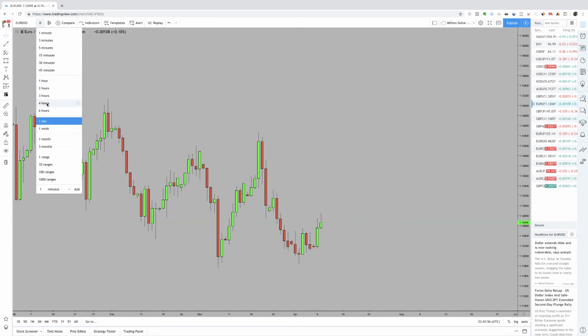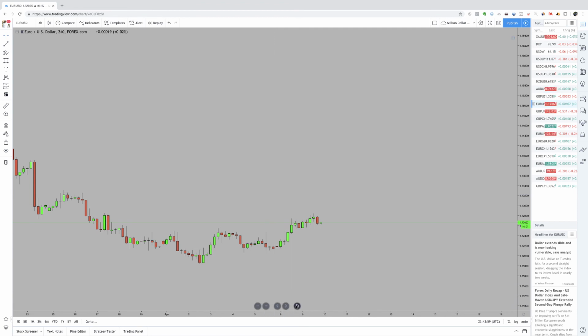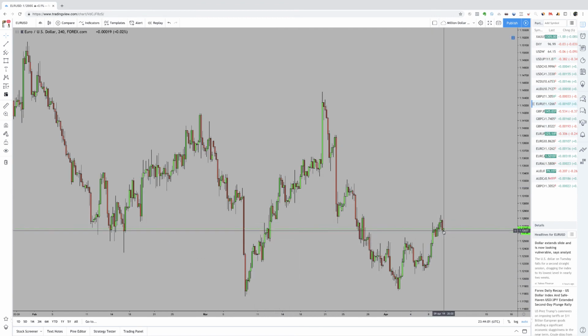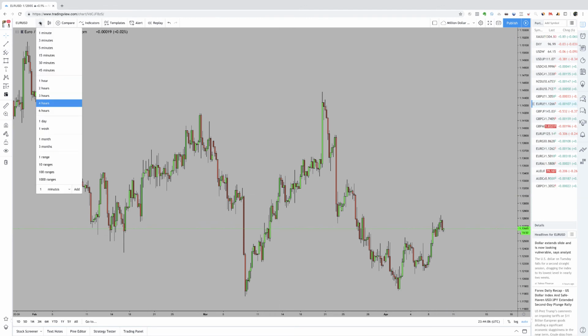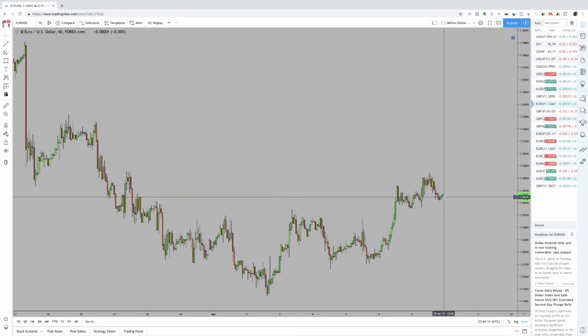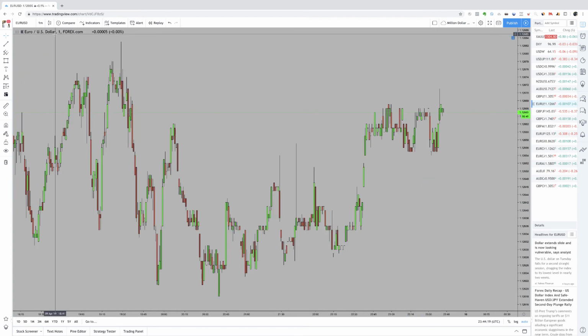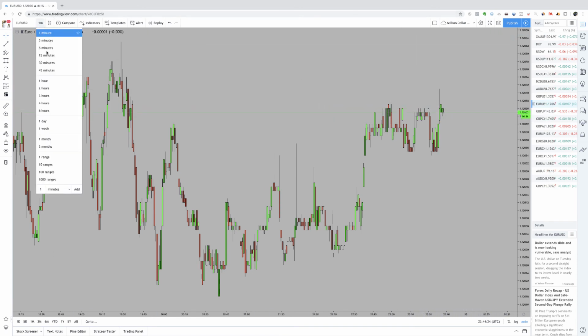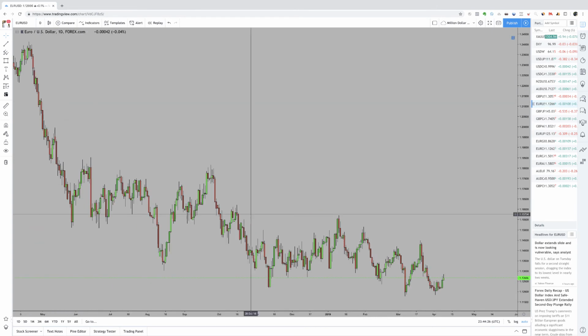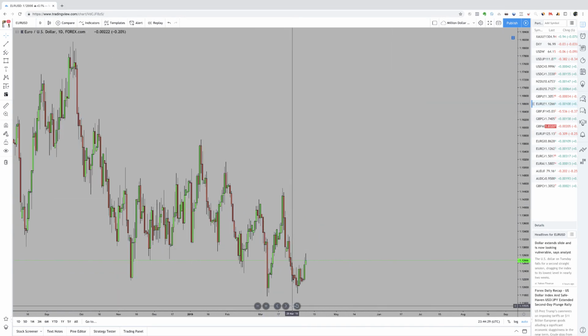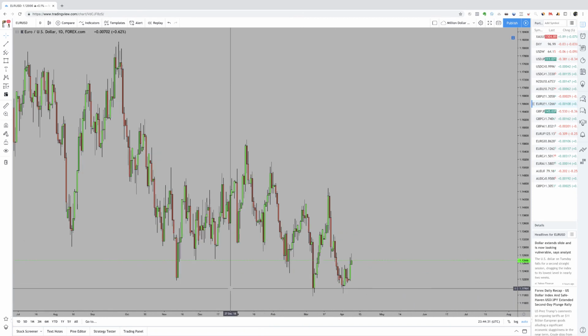If we were to go to a 4-hour time frame, now each one of these candlesticks represents 4 hours of price action, what this pair did in those 4 hours. If we were to go to an hourly time frame, each candlestick represents 1 hour. You can even go down to a minute time frame, where each candlestick represents 1 minute. Let's go back to the daily chart. It's more clear, easier to understand when you're starting out.